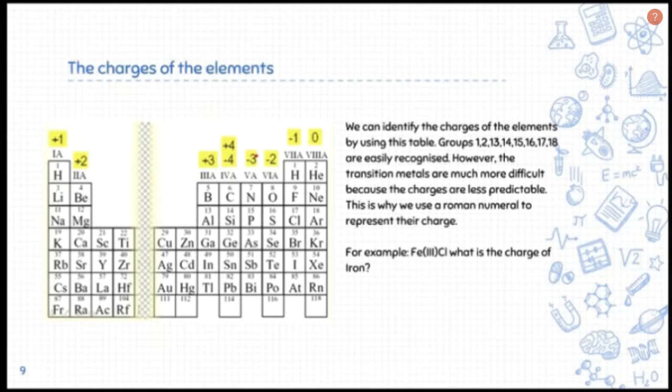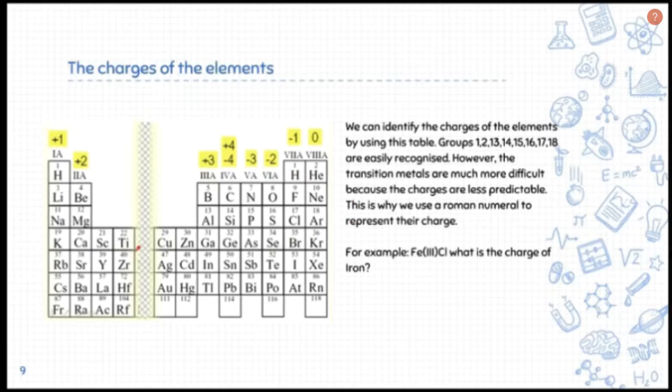And group 15 metals having negative 3 charge, group 16 metals having negative 2 charge, group 17 metals having negative 1 charge. And because noble gases don't need to create chemical bonds, they don't have a charge because they already have 8 electrons in their outer shell.